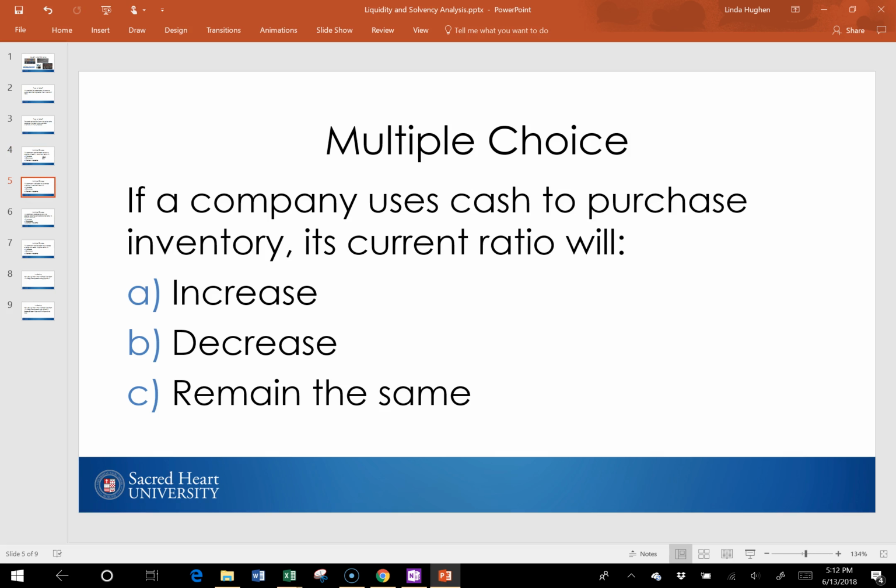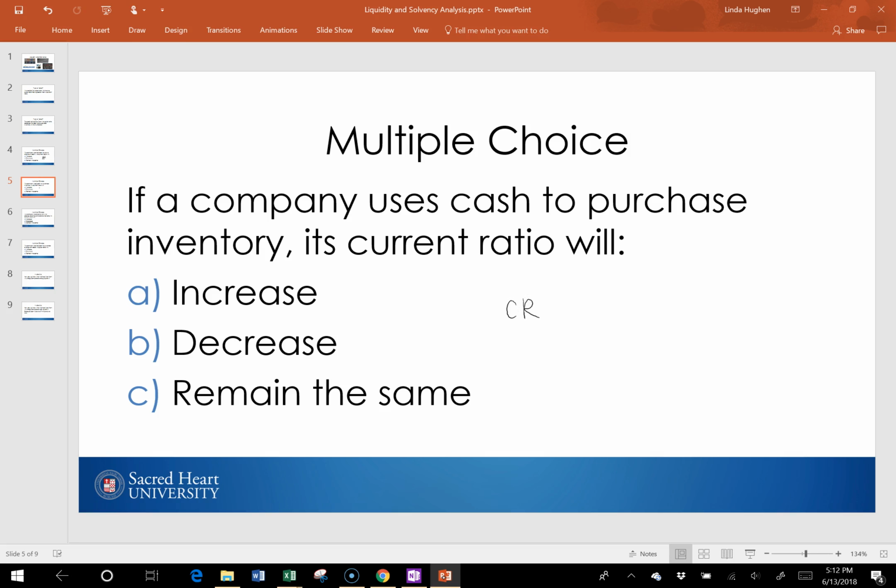Next question, another multiple choice. If a company uses cash to purchase inventory, its current ratio will A, increase, B, decrease, or C, remain the same. Pause here to take a moment to think about this. Come up with your answer.